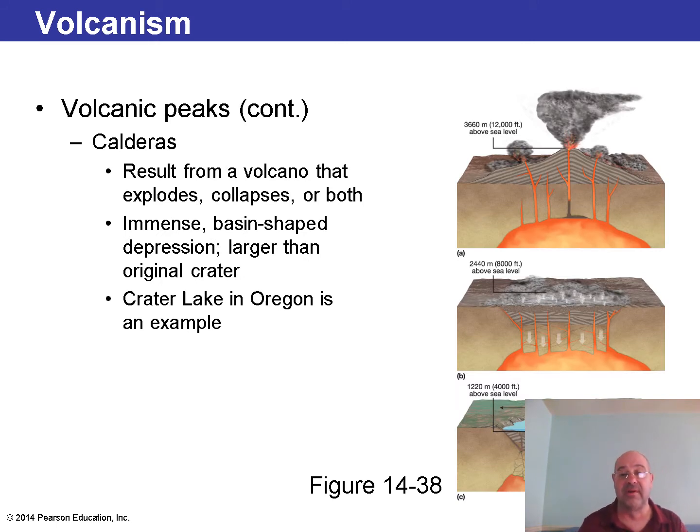Oh, there we go. Calderas. All right. So, volcanic peaks, calderas, result from a volcano that explodes or collapses or both. We've already seen the Yellowstone video. It's gone off 16, 17 times, 3 in the last couple million years. And this is where you have a big magma chamber, okay? Huge magma chamber right here, and it fuels all these other volcanoes.